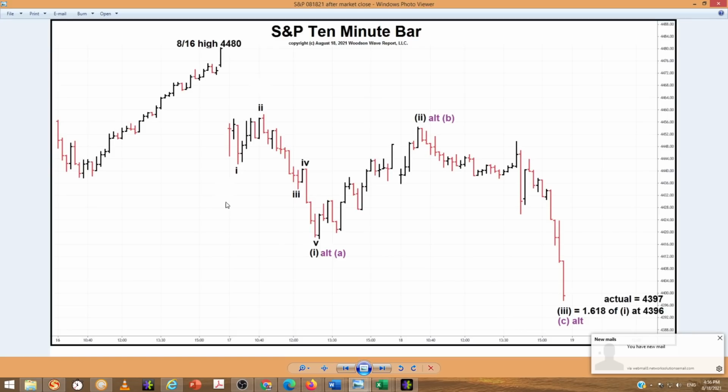There you go. And by the way, we could just call this one, well, we won't get into that, okay? All those alternate counts. I don't like to give those expanded flats preferential treatment or make them a preferred count. This is our preferred count. Alternate count as a 3-wave correction is in purple.